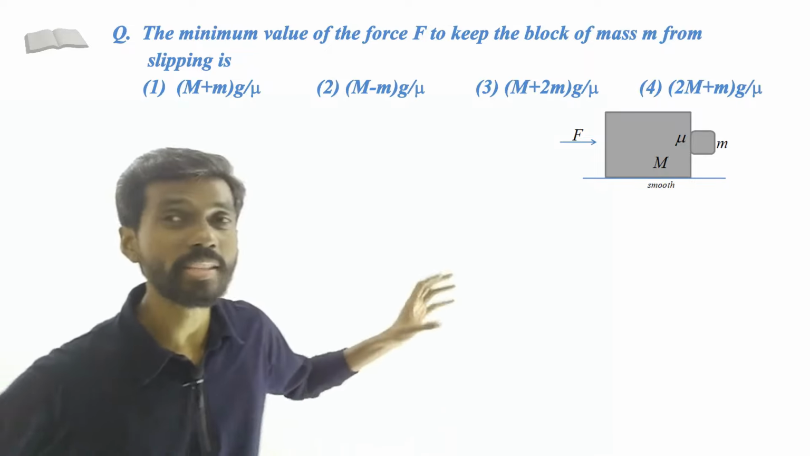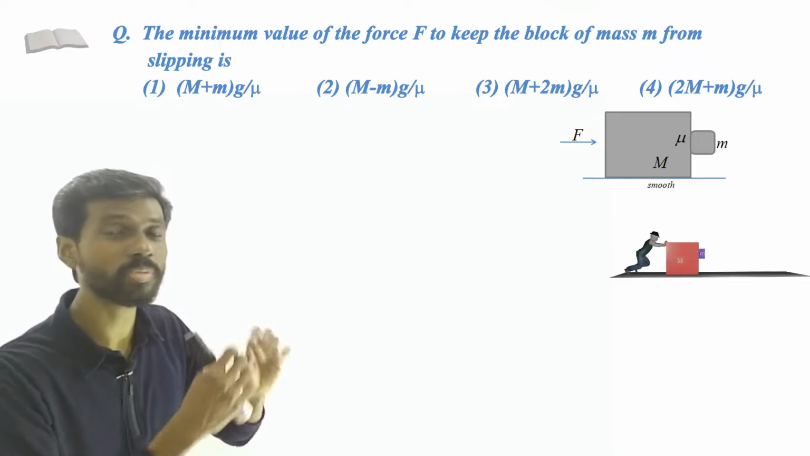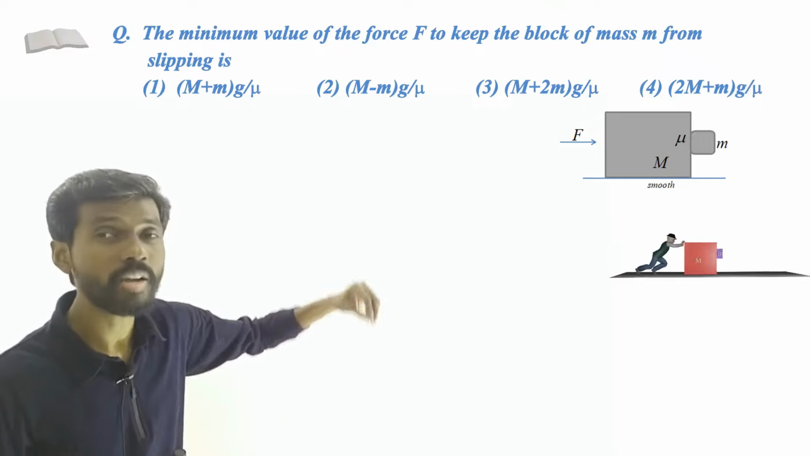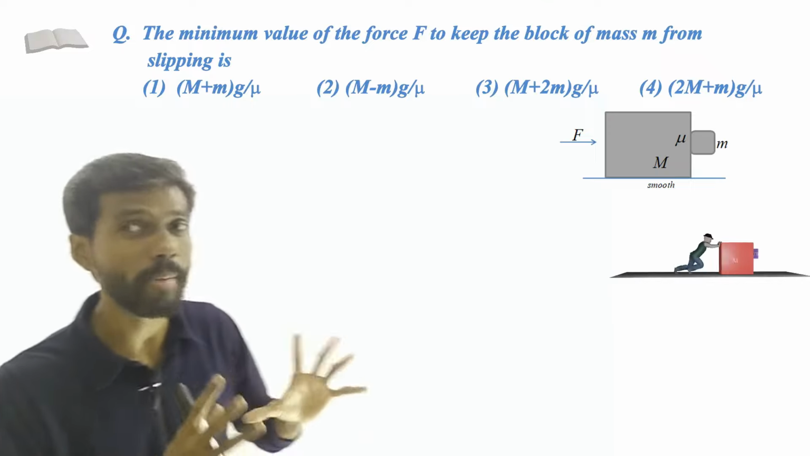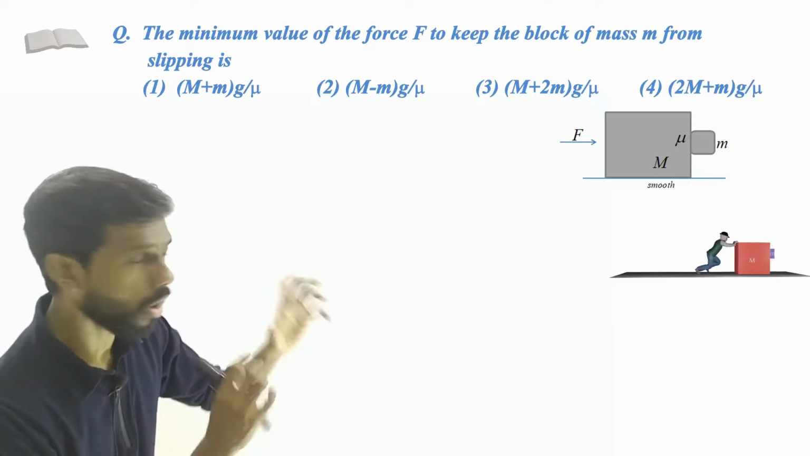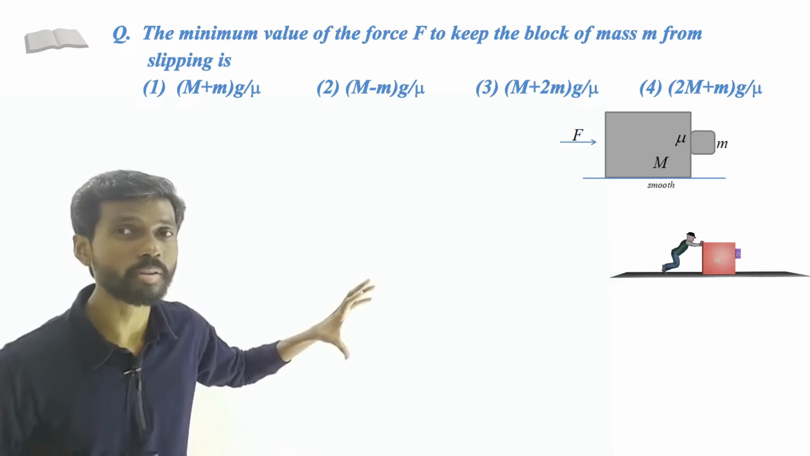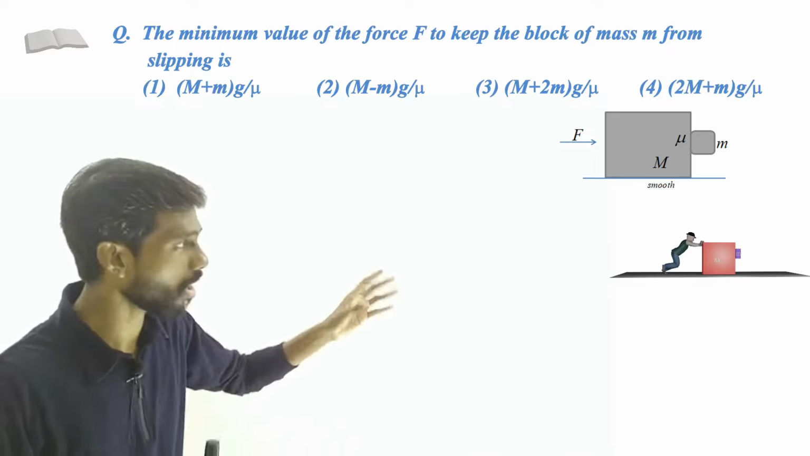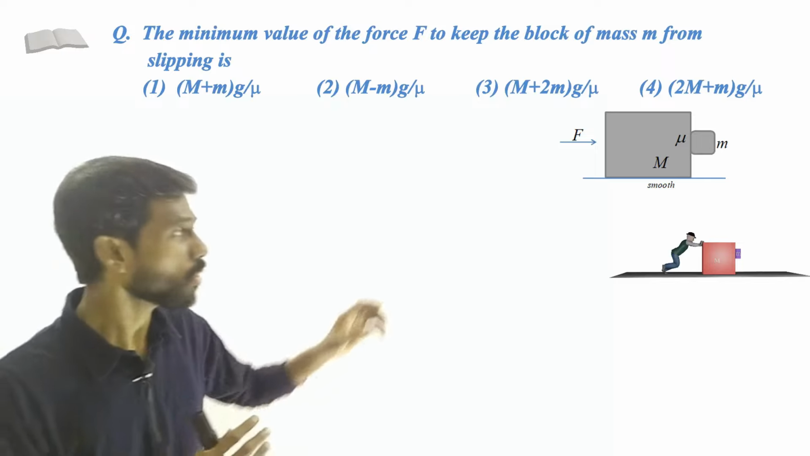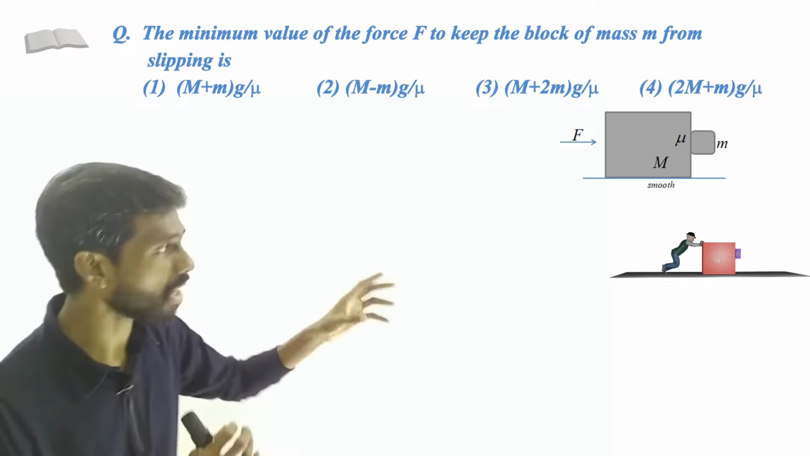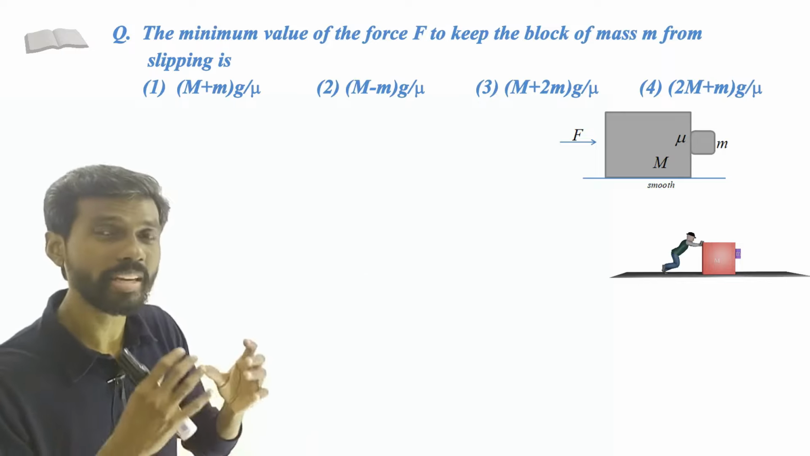Here the force F acts on the bigger block, and the frictional force between these two blocks is what is preventing the smaller block from sliding down. Yes, we have to find the force F for this to happen, right? So we want the smaller block to be in equilibrium with respect to the bigger block. It is not in equilibrium, it is moving along with that bigger block, but with respect to that bigger block, if the observer is on the bigger block, then that smaller block seems to be in equilibrium.